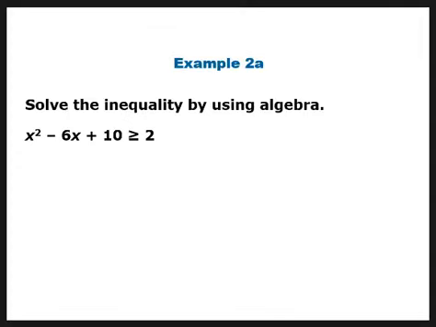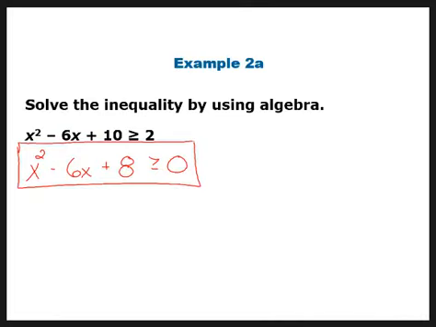All right, so first thing I'm going to do again is I want this to be set equal to 0. So I'm going to subtract that 2 over, so I'm going to get x squared minus 6x plus 8 greater than or equal to 0. Now again, this is the inequality that we refer back to at the end when we fill in points.